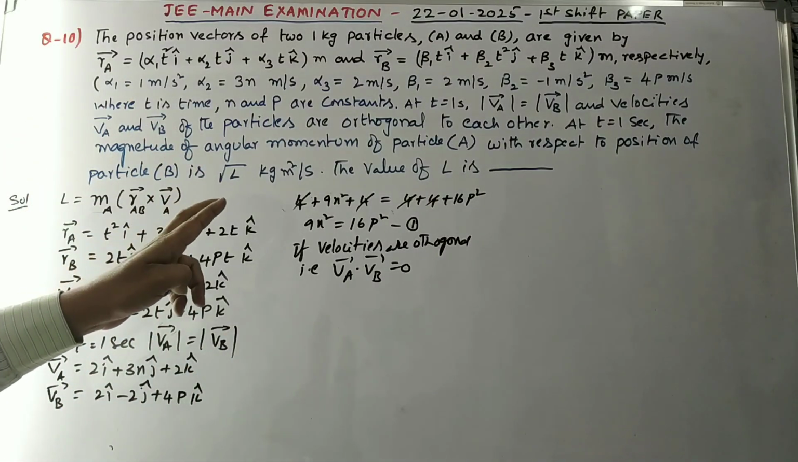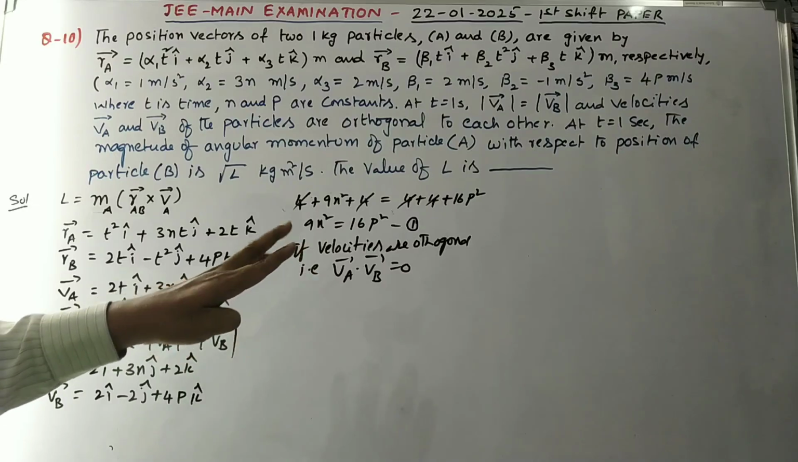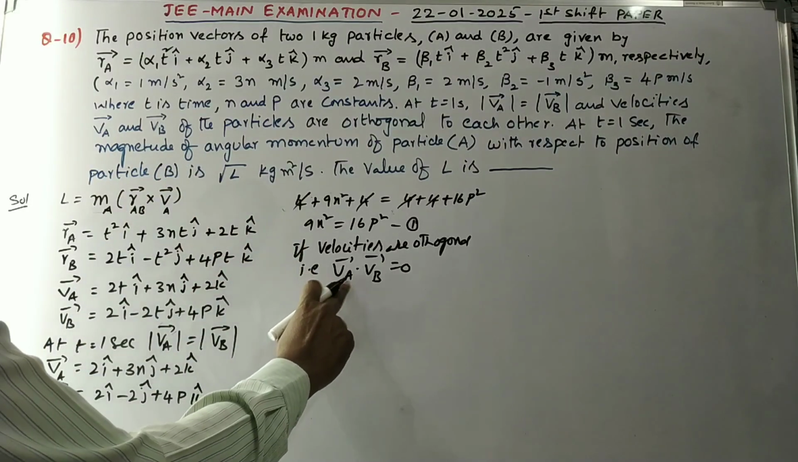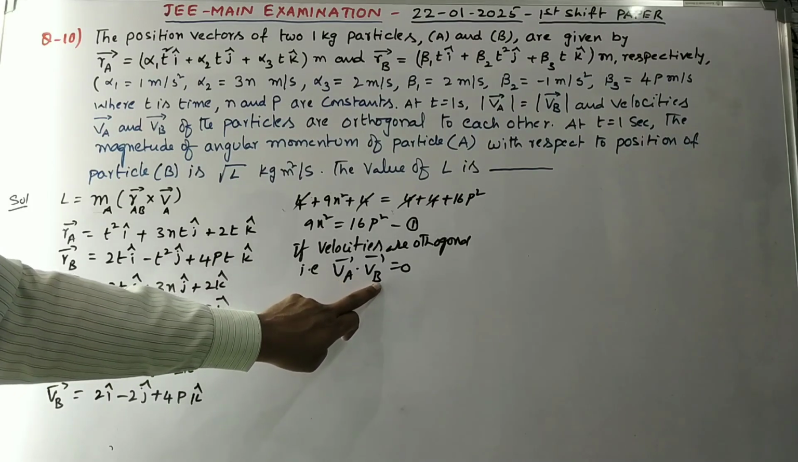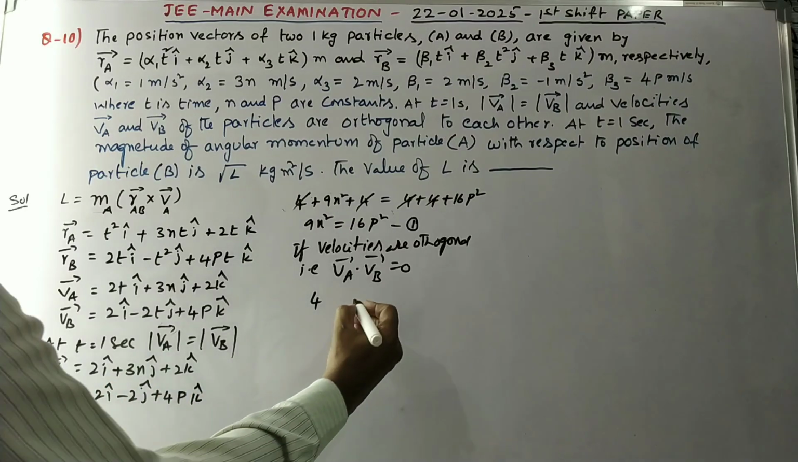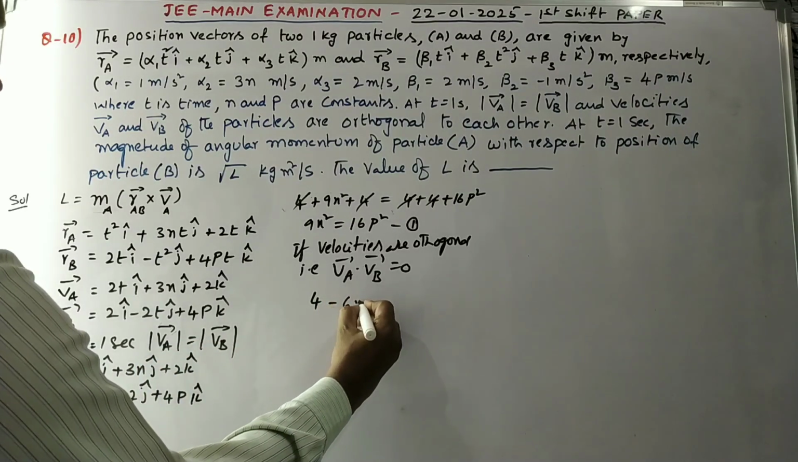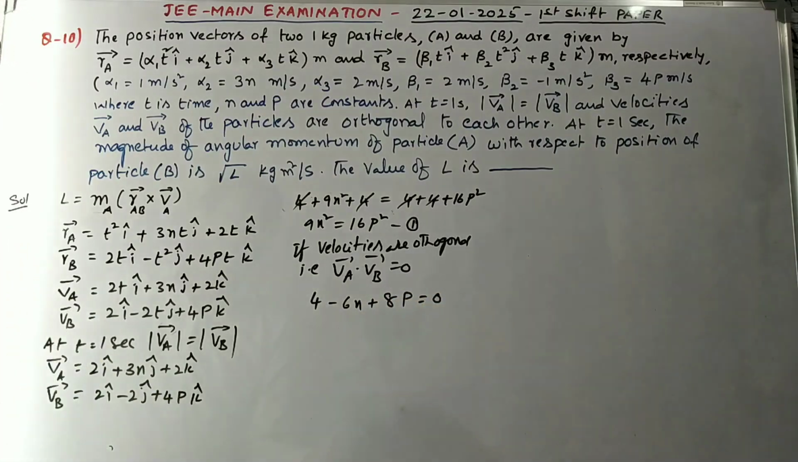Theta is equal to 90. According to the dot product, A bar dot B bar is equal to AB cos theta, and cos 90 is 0. So the dot product of the velocity vector of particle A and the velocity vector of particle B is 0. That gives 2 into 2, 4, minus 3 times 2, that is 6n, plus 8p equal to 0. Isn't it?